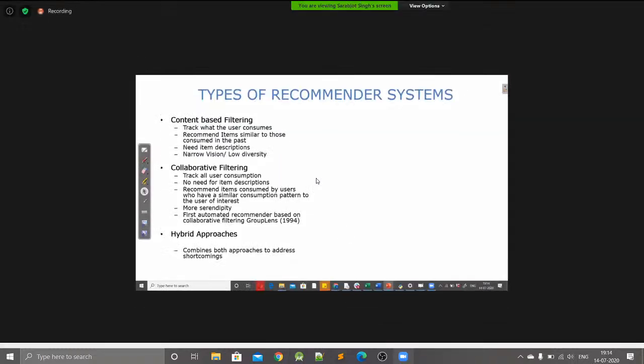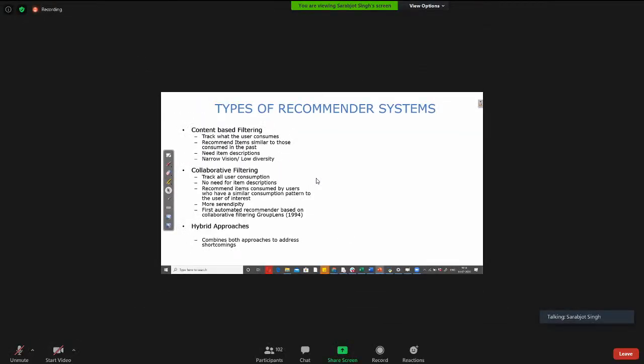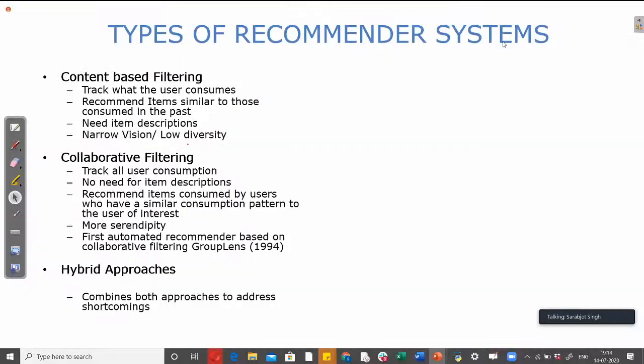Now, when we look at the space of recommender systems, there are essentially two different schools of thought or two different approaches to building these recommender systems. One of these is called content-based filtering. So what you're doing here is every individual user is tracked in terms of what they're consuming, and then recommended items that are similar to what have been consumed in the past. The disadvantage of these systems is that typically what gets recommended is very similar to what has been consumed in the past, and so there's very low diversity in the recommendations that are produced.